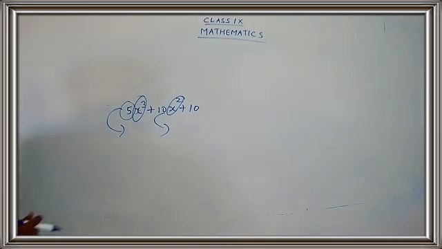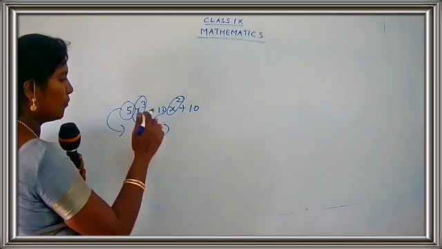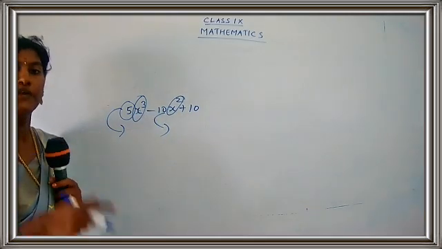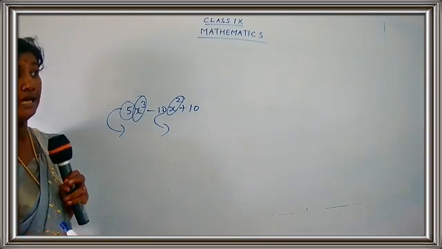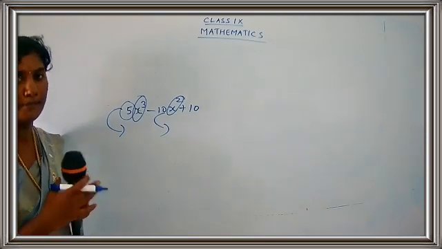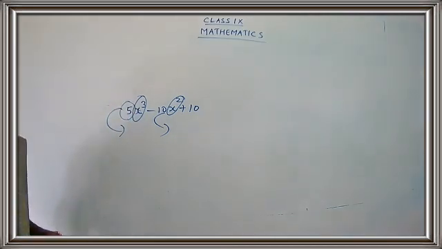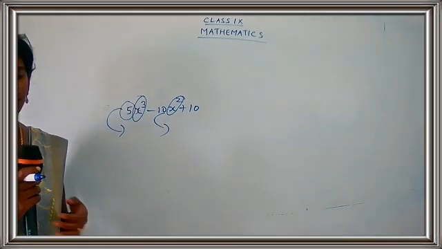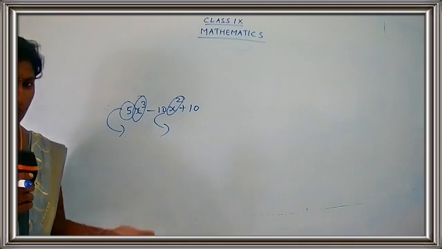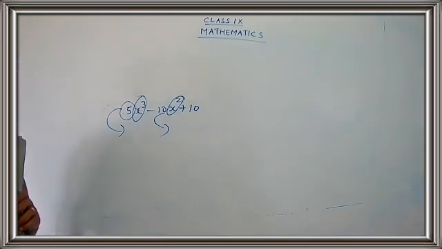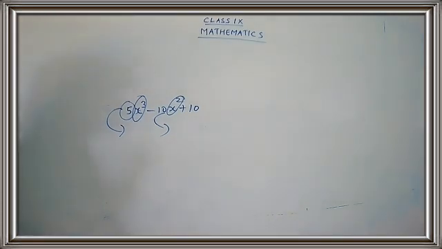And you may have to consider the sign also. For positive, we don't write the sign as plus 10. But for negative, you have to mention the coefficient as minus 10 or whatever number. So for the coefficient, you have to take a number along with the sign. But for a positive number, we don't put the positive sign in front of the coefficient. But for negative, we have to mention the sign in front of the number. So that was for coefficient.